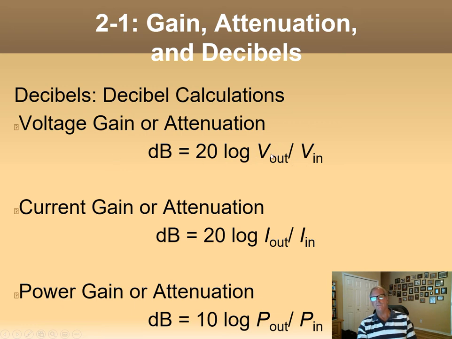V out over V in, this is the linear expression we were talking about earlier. Take the log of that times 20, that's the dB equivalent. Current gain, same thing. Power gain, however, it's 10 log of P out over P in. And this is something I believe you covered in your AC circuits. We do a lot of this power gain in RF.